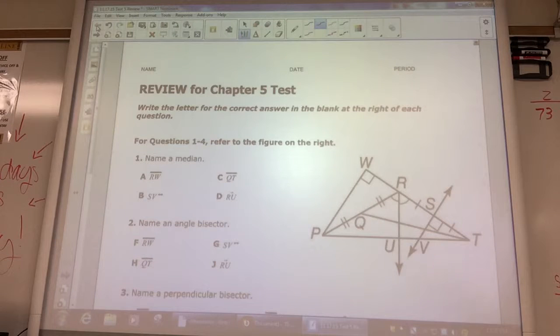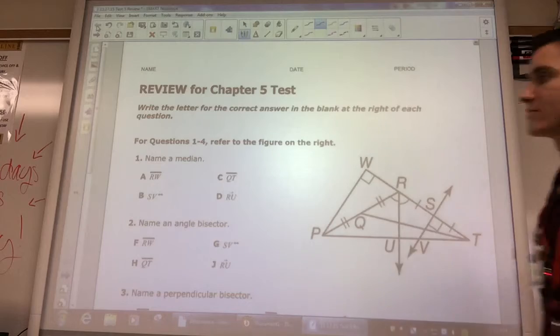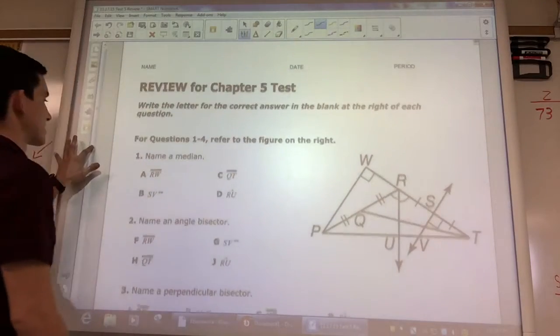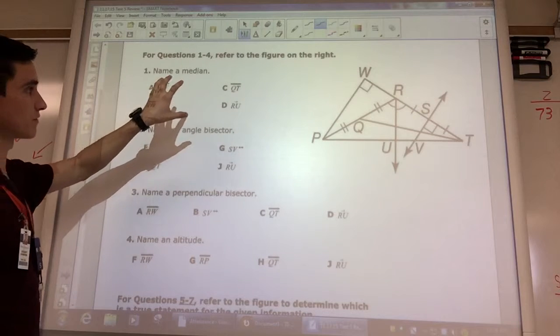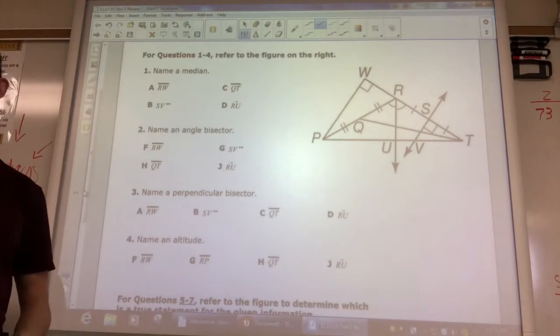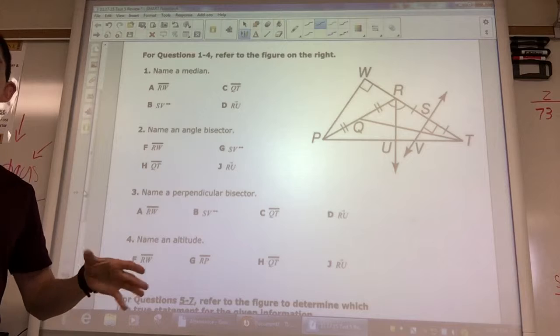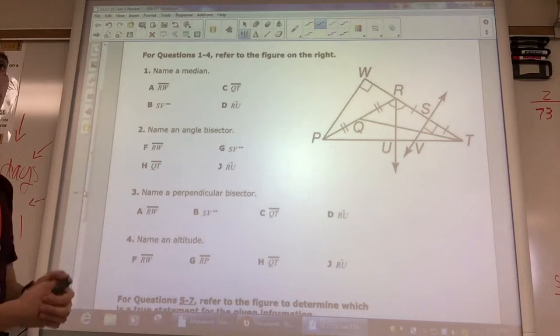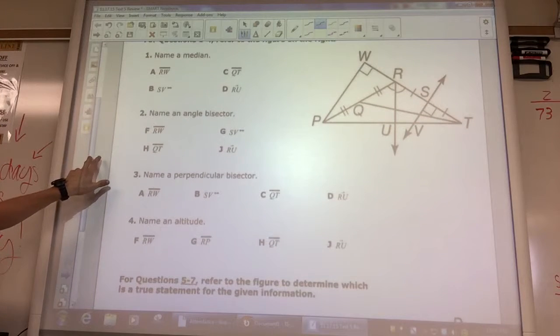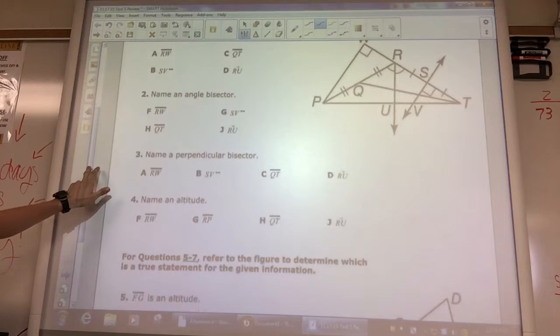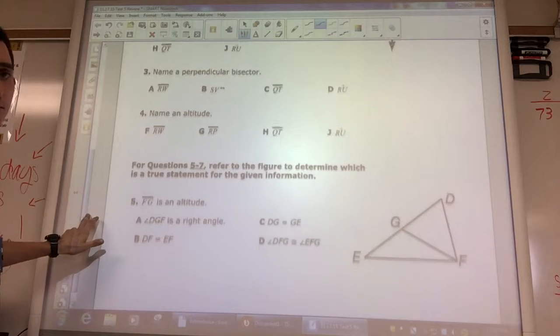All right, so going through this paper, guys, one of the biggest sections of this test, there's two actually huge sections. One of them is being familiar with median, angle bisector, perpendicular bisector, altitudes, all that stuff, the points of concurrency, and what those mean. So I'm not going to answer this. You guys have plenty of notes on it, and we've been doing it long enough. You should know all of this stuff.